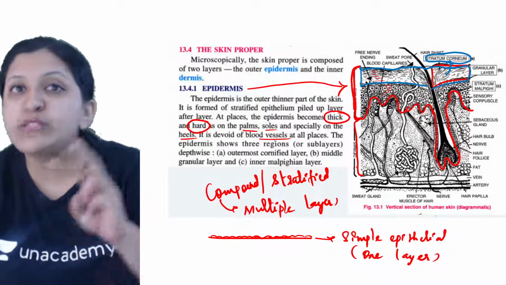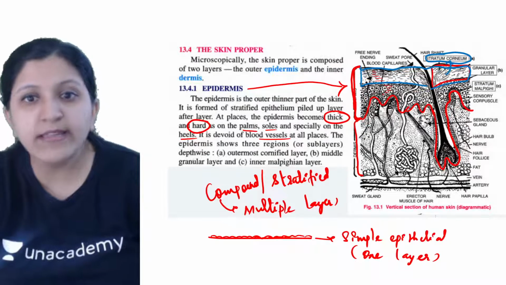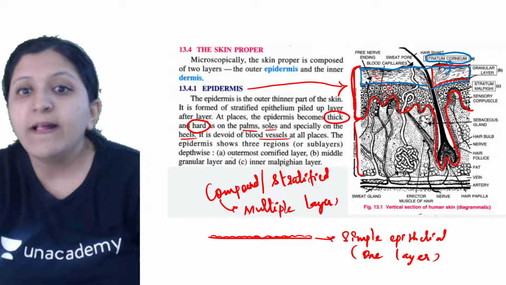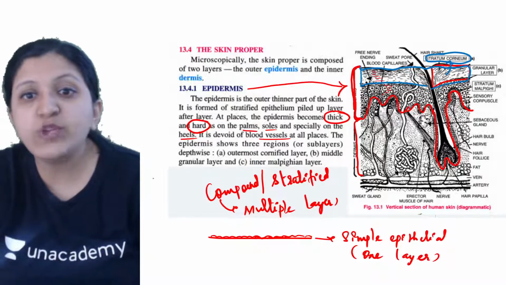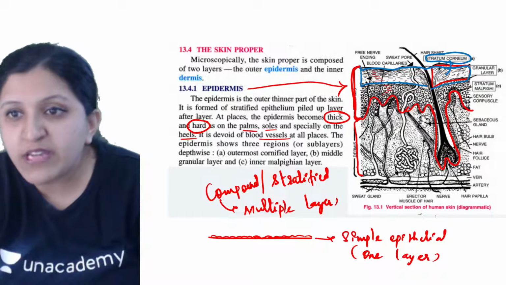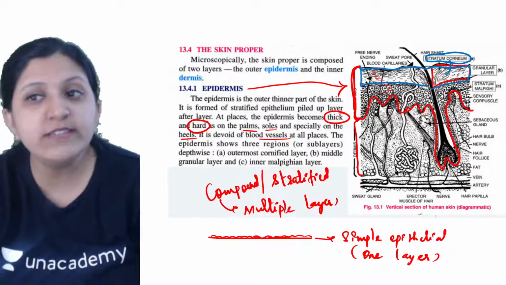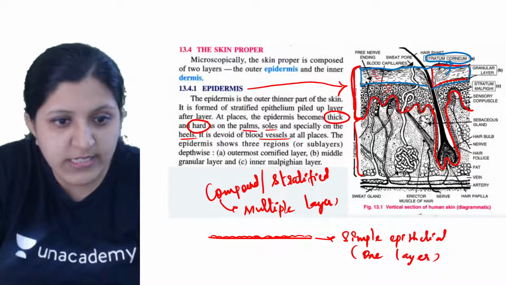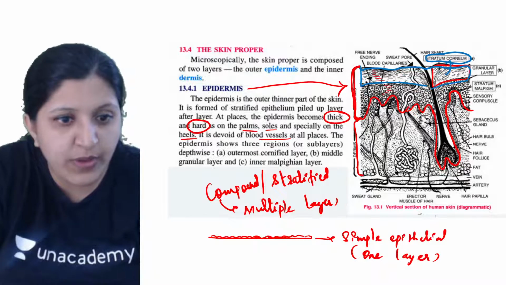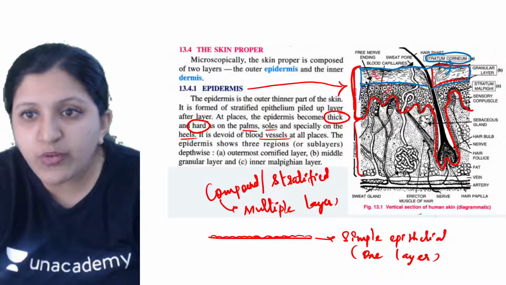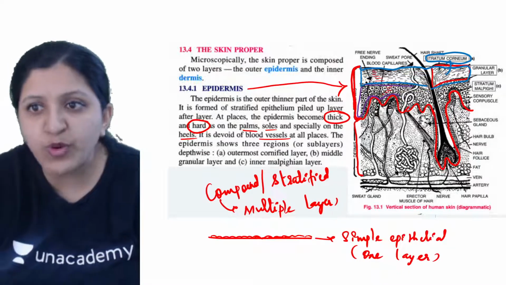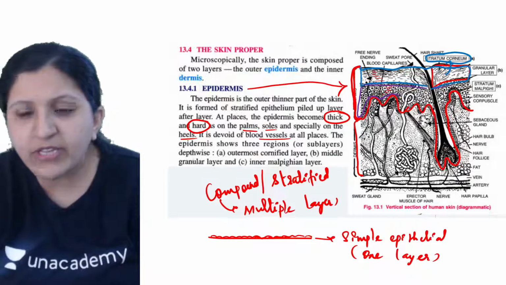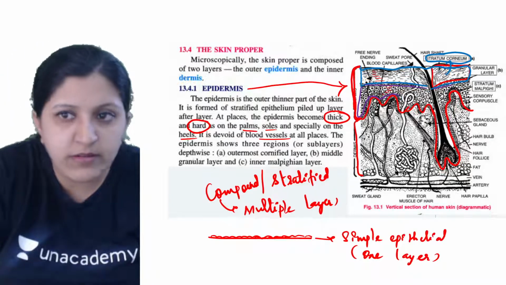The epidermis shows three regions, that is sublayers, depth-wise. The outermost is the cornified layer. Next you see the middle granular layer, where you see granule-like structures. I'll just change the color and highlight that one now. Okay, one second. So this one what you find here, all these cells that you see, is this visible? I've taken the purple color, maybe I should take some other color.